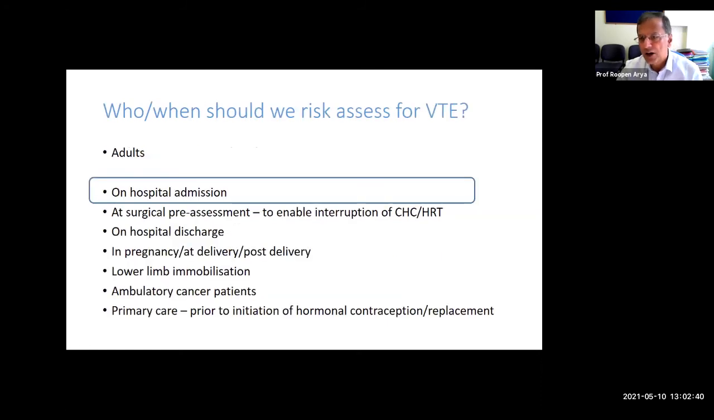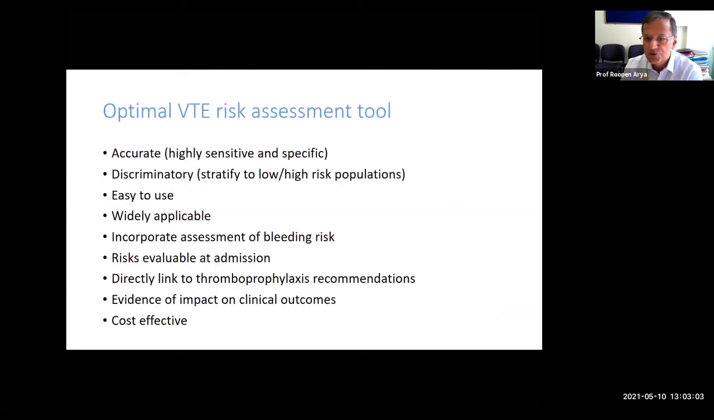So there are many scenarios in which we might need to risk assess for venous thromboembolism, whether it's on admission to hospital or in the surgical pre-assessment clinic, whether it's on discharge, in pregnancy, in cancer patients, or whether it's in primary care. So which risk assessment tool should we use?